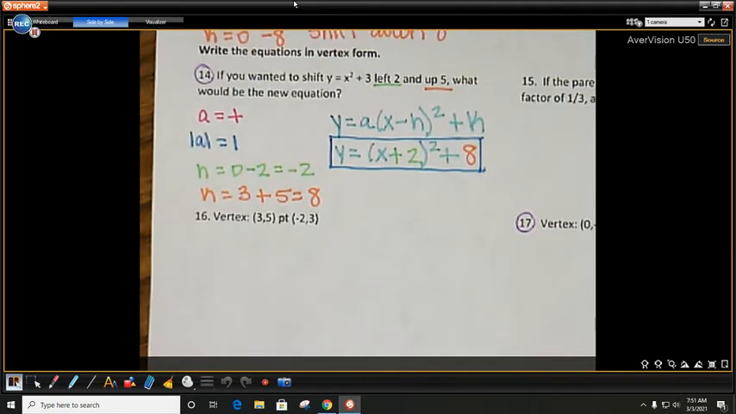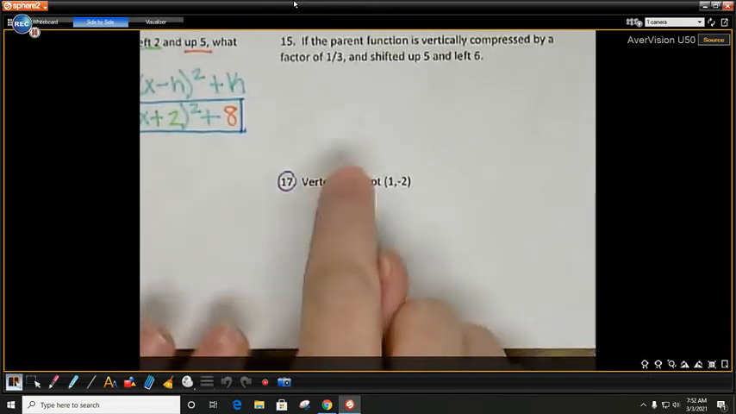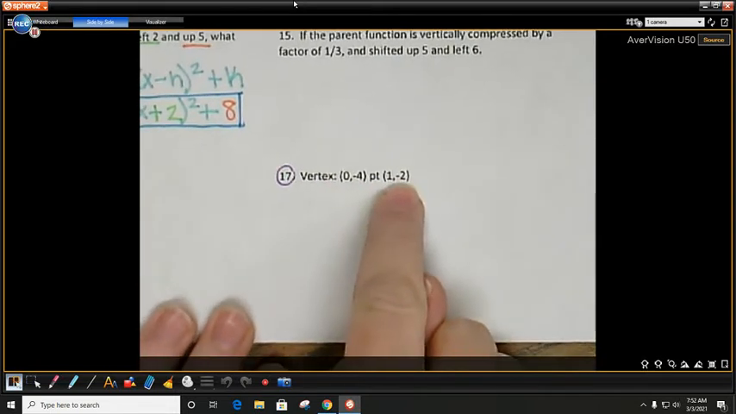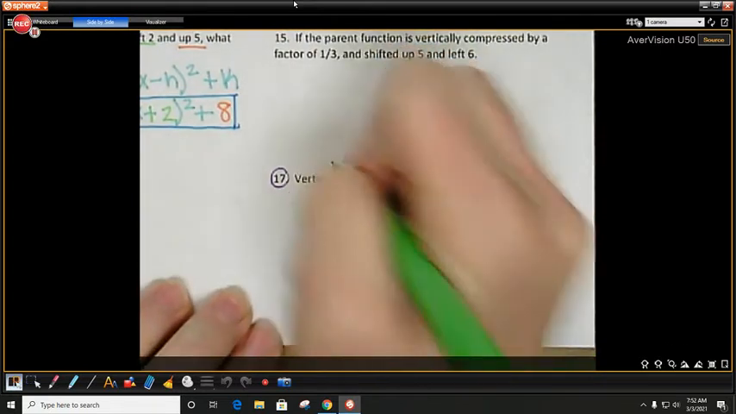Okay. So now we are going to write equations giving a vertex and an ordered pair. So I'm always going to label my vertex as h, k.